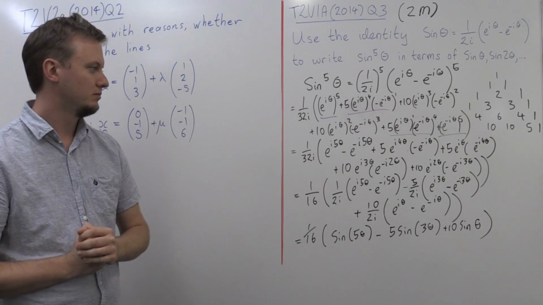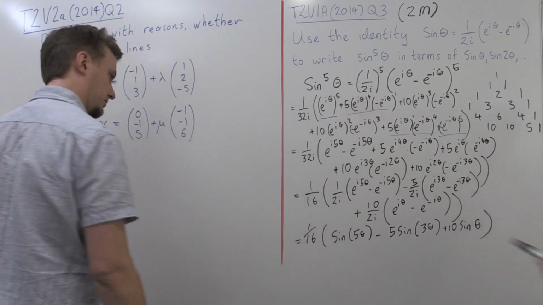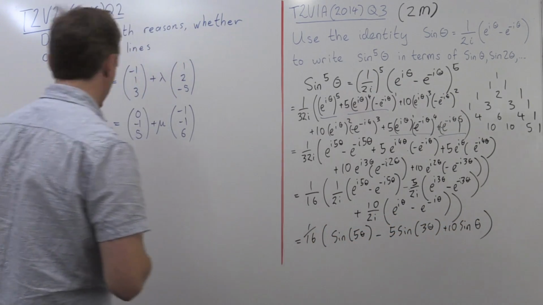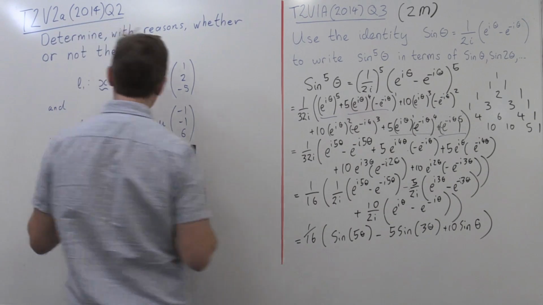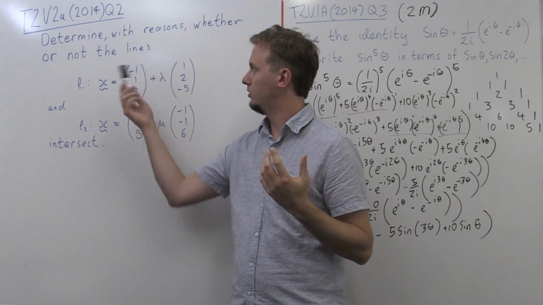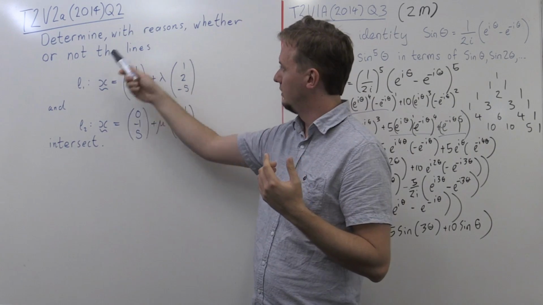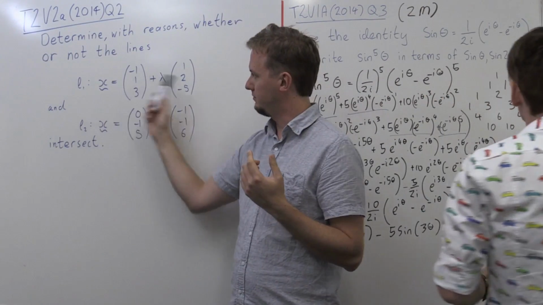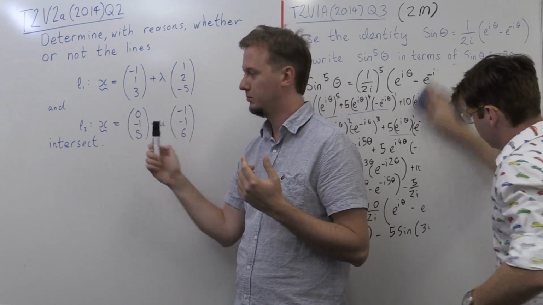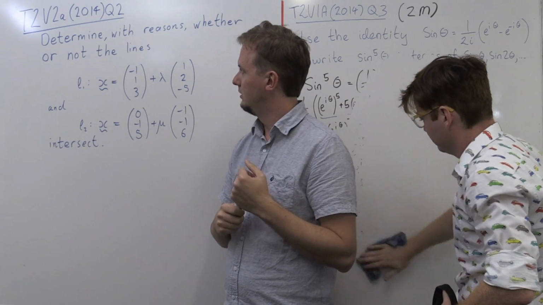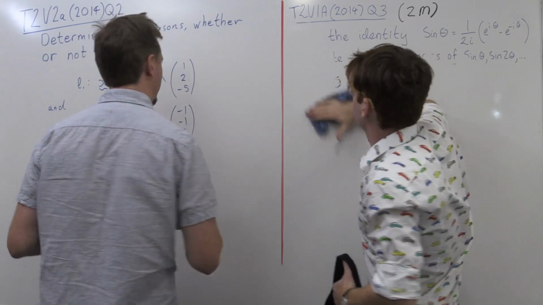Okay, so I guess I'll try this question. So, our question is to determine with reasons, so do pay attention to the with reasons part, whether or not the lines defined by this parametric vector form and this parametric vector form intersect. So with reasons means you do have to be explaining how you're getting to your result.